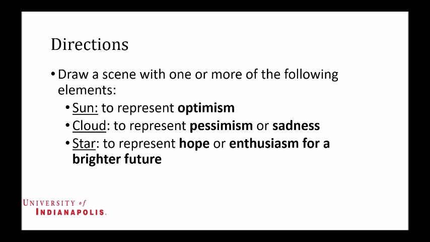So the only directions for participating in this activity are to draw a scene with one or more of the following elements. Sun to represent optimism, cloud to represent pessimism or sadness, and star to represent hope or enthusiasm for a brighter future. So you can use these in any way that you want to interpret them.